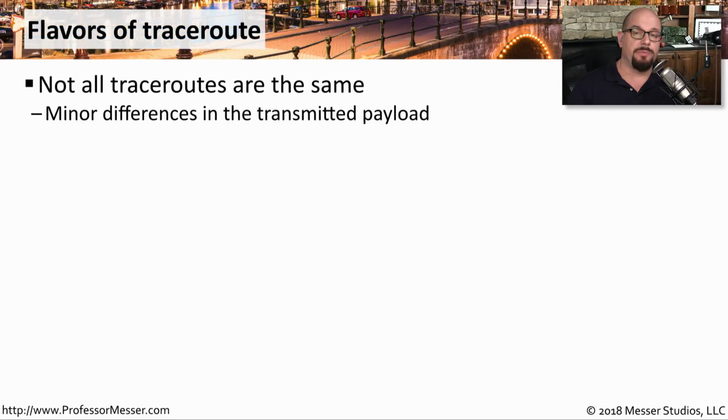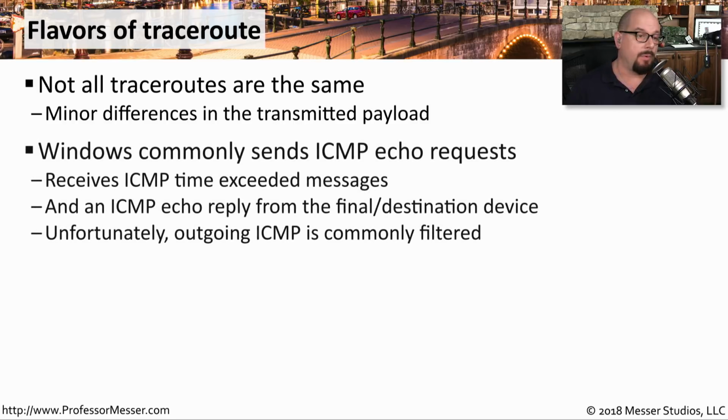Different operating systems use different methods to be able to perform a trace route. For example, Windows sends an ICMP echo request and looks for the ICMP echo reply from the final device. This is commonly what Ping uses to send its messages. Of course, we're looking to receive an ICMP time to live exceeded message, and you also have to make sure that none of those protocols are going to be filtered between you and that final device.